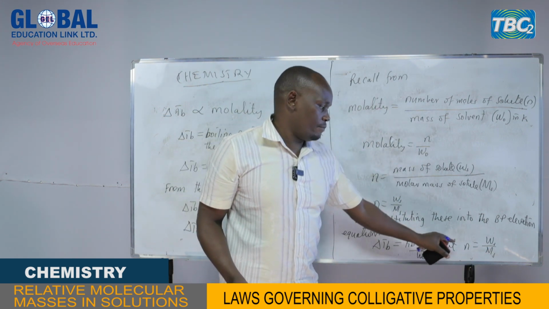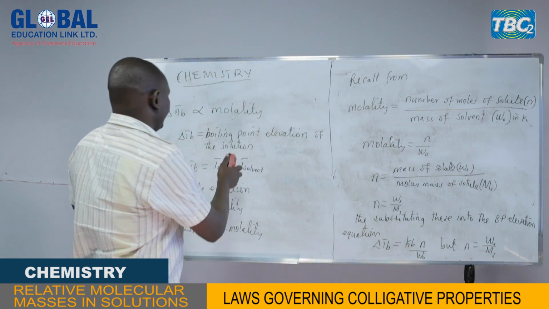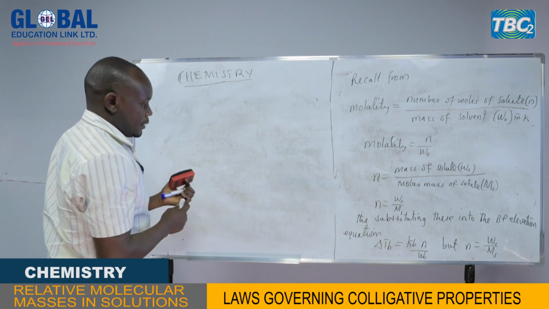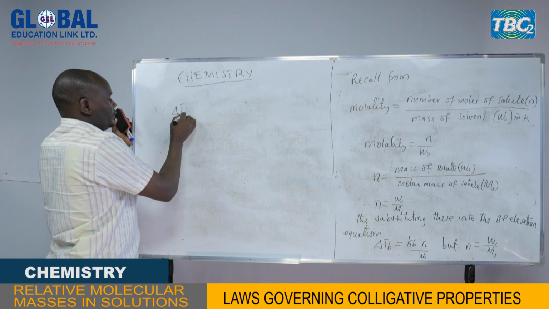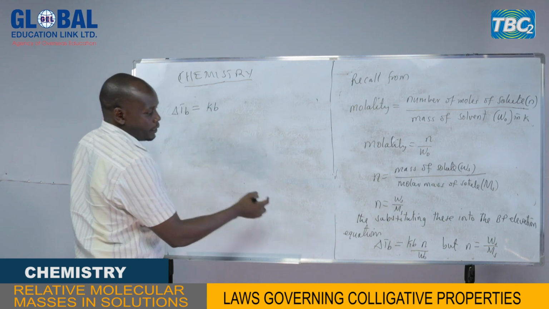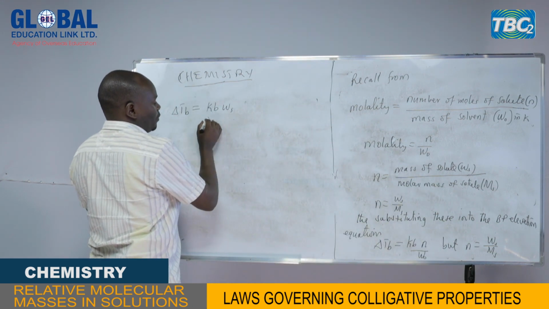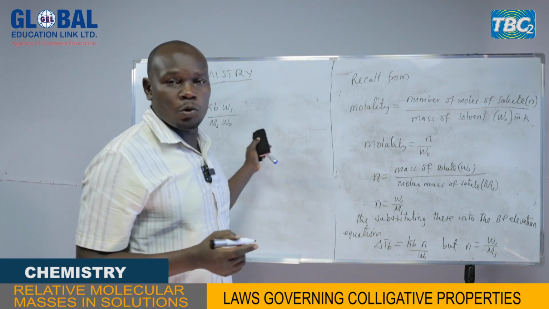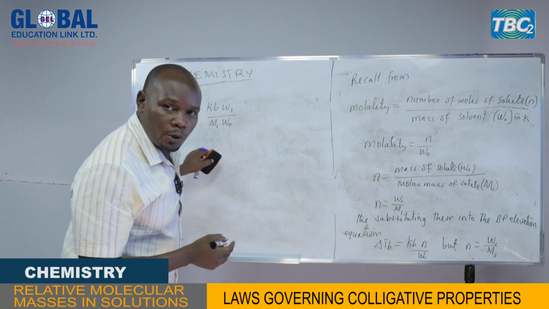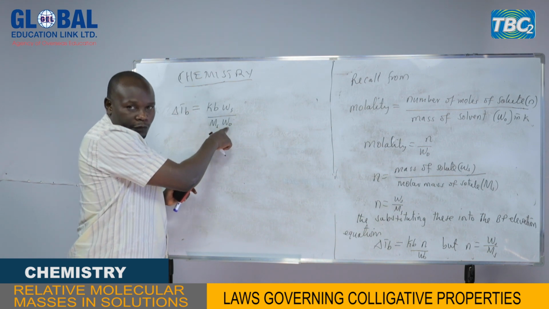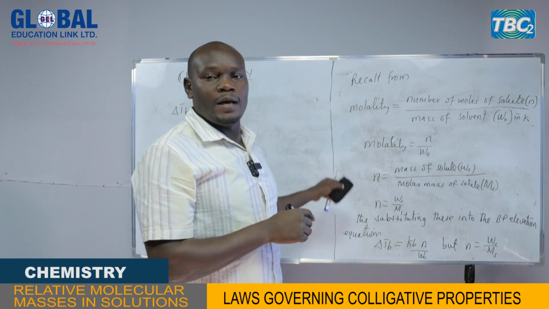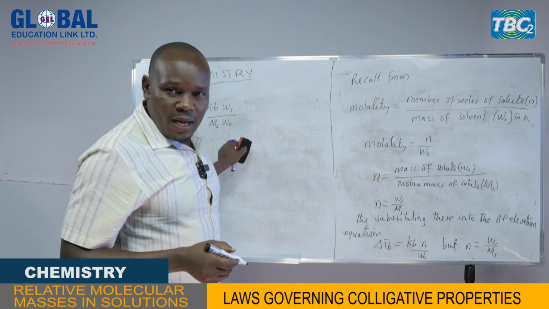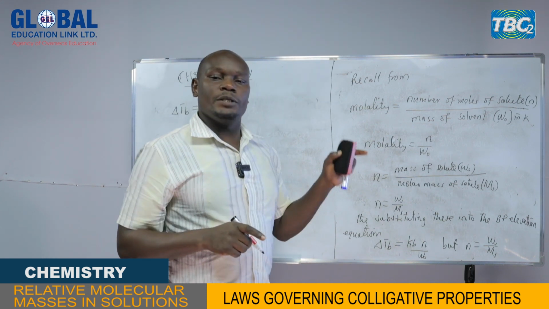So if we also substitute n by Ws over Ms, now our equation will be change in TB equal to Kb times Ws over Ms times W naught. Mind you that here is where most of the students get confused with this equation, because we know that the mass of a solvent should be in kilogram, but in most of the questions, the mass of solvent is given in grams. So what do we do here? We divide our mass of a solvent by 1,000, because 1 kilogram is equal to 1,000 grams.